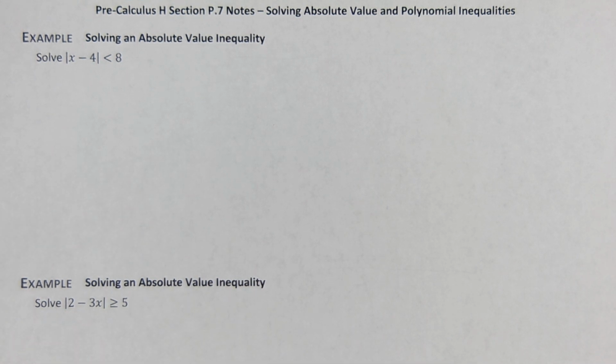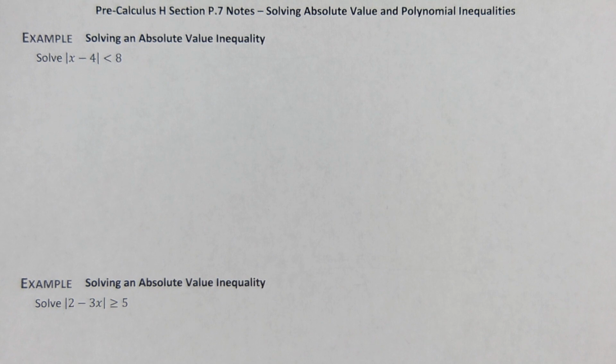All right, so section P7 is all about solving absolute value and polynomial inequalities. I believe in P5 we did absolute value and polynomial equalities. As far as polynomial equalities are concerned, we just did quadratics, right? We solved by factoring, what I like to call the Lizzie method. These are now inequalities.